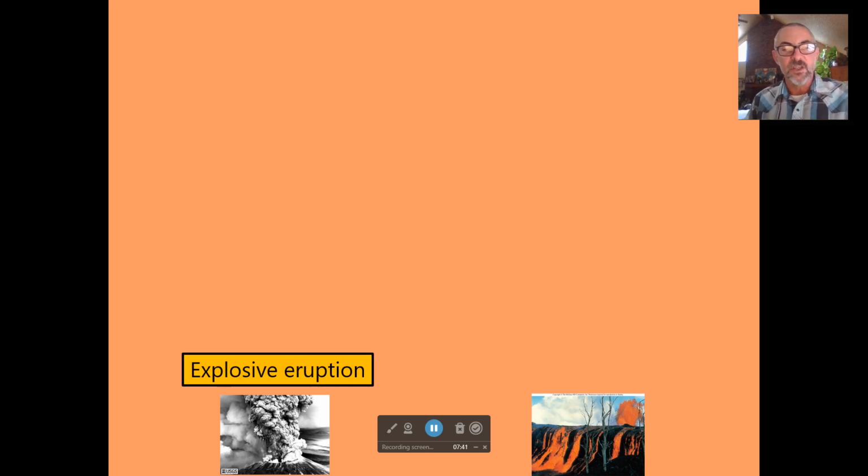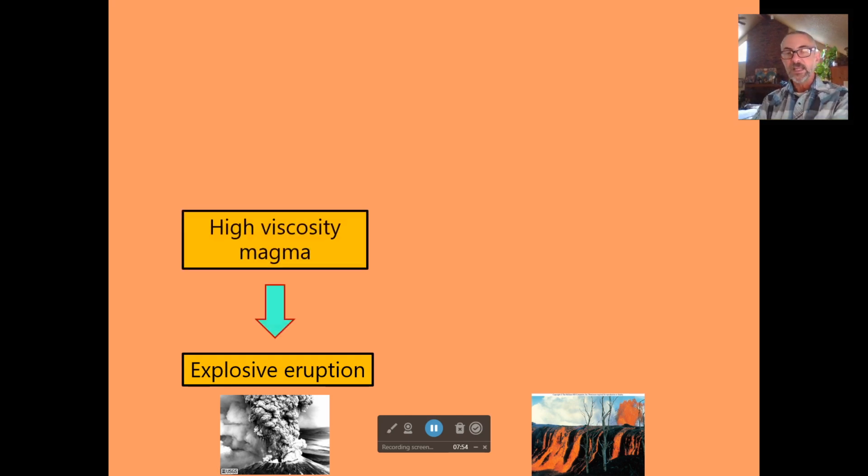So what makes some volcanoes erupt explosively and some non-explosively? There's a lot of factors that influence this, but none more than the viscosity of the lava itself. And viscosity means thickness. Things with high viscosity mean that they are really thick.